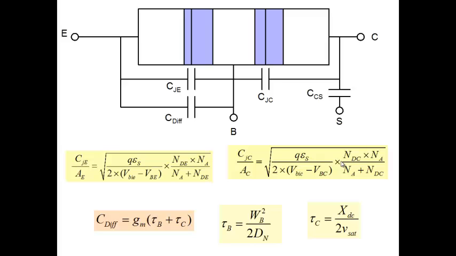This is a complete picture of the bipolar transistor now. The junction capacitances CJE, CJC here, and the diffusion capacitance now has two terms. One, Gm tau B due to the charge here, and Gm times tau C, which is the charge in this region. And this tau B is WB squared over 2 Dn, and the collector transit time is XDC by 2 VSAT. So now we have all the capacitances except for one more, which is the substrate capacitance.